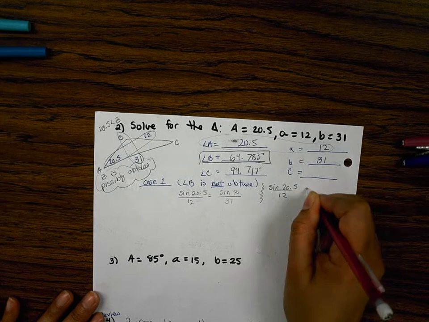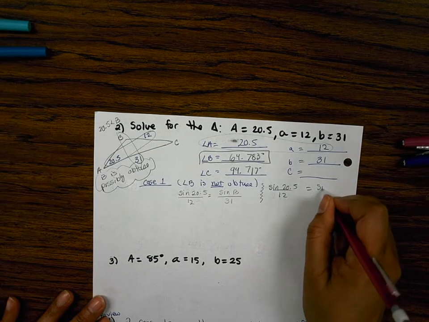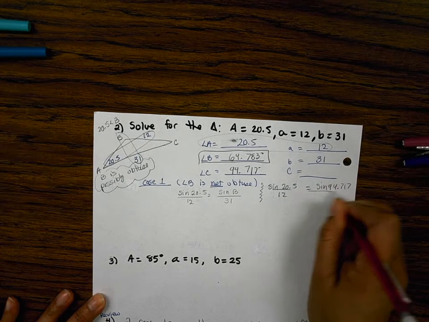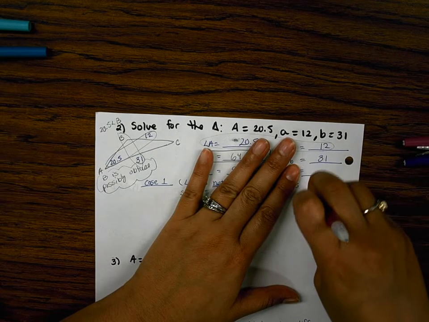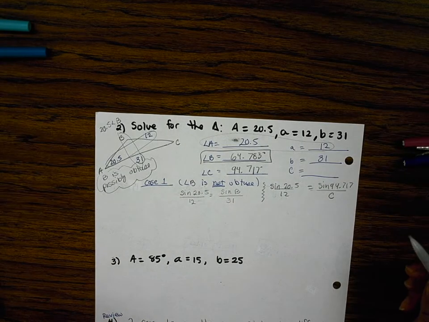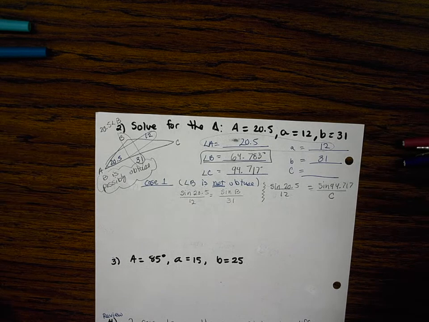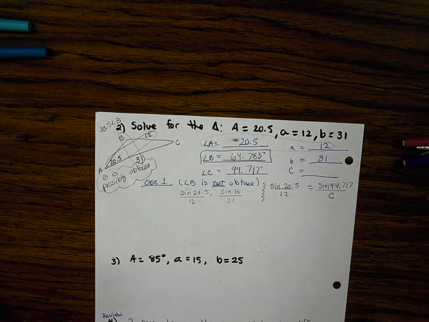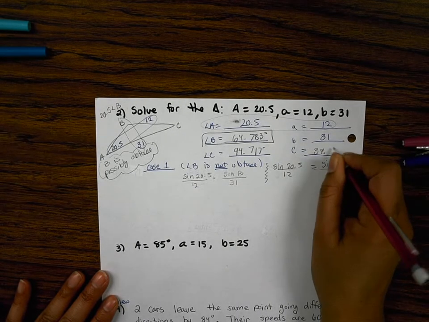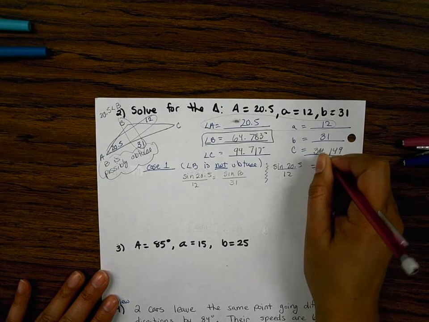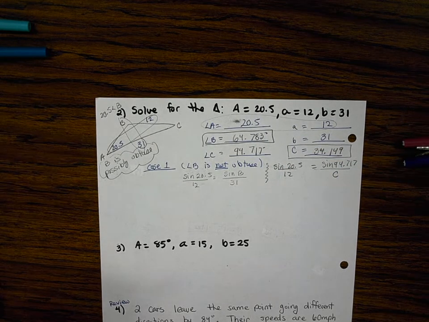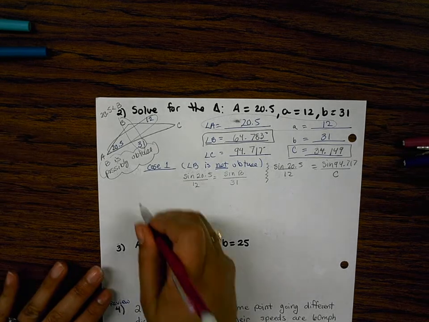Doing again sine of the 20.5 over 12 equal, since I'm looking for side C, it's sine of 94.717 over side C. Since I'm not looking for an angle, I'm not going to be using my inverse key. So cross multiply and divide equals, and that's your answer. Hit pause, come back, and see if we have the same thing. Okay, I have 34.149. And that's it for case 1.